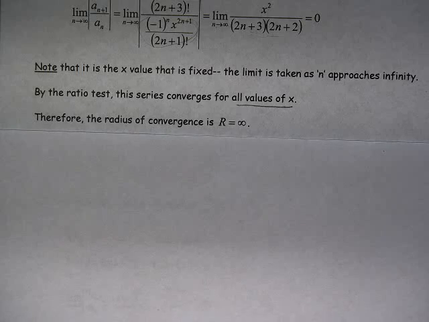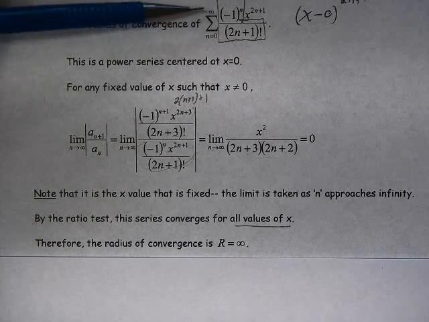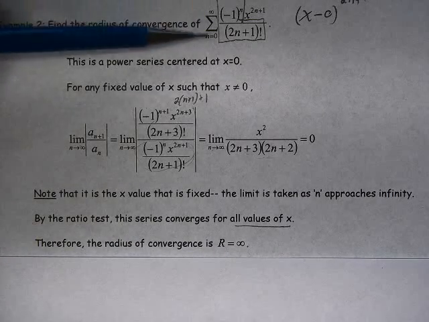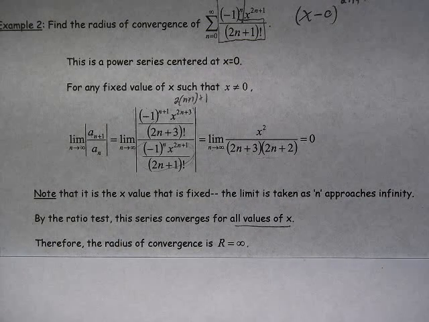We can go as far away from x equals 0 as we wish, so long as we have an infinite number of terms. So we have lots and lots of terms in this power series. We can move as far away from 0 as we want, and we still get a convergent series.